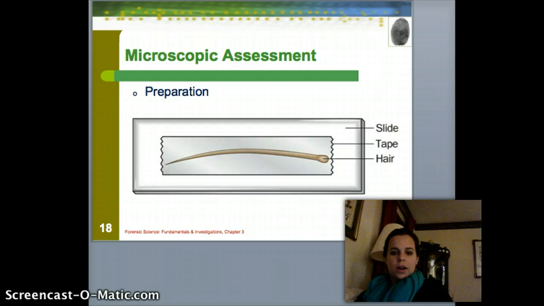So those are our hair notes. Remember to think about how these will help you implicate a specific person if you were to find hair at a crime scene. Please write down any questions that you have and make sure you bring them to class with you next time. Thanks, guys.